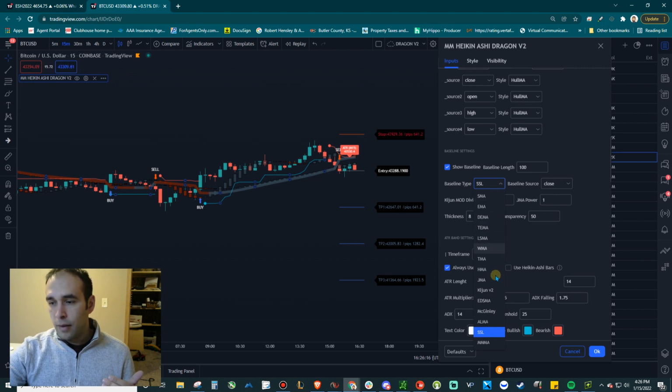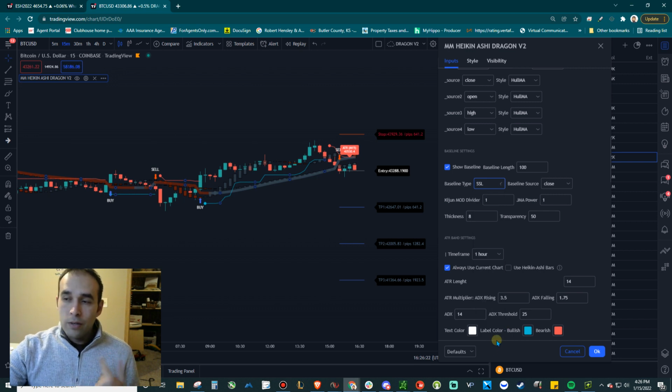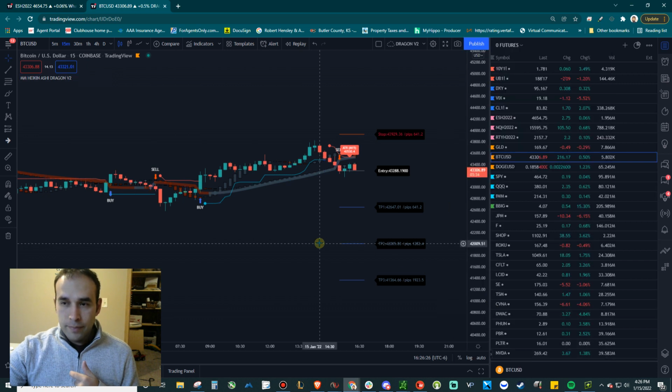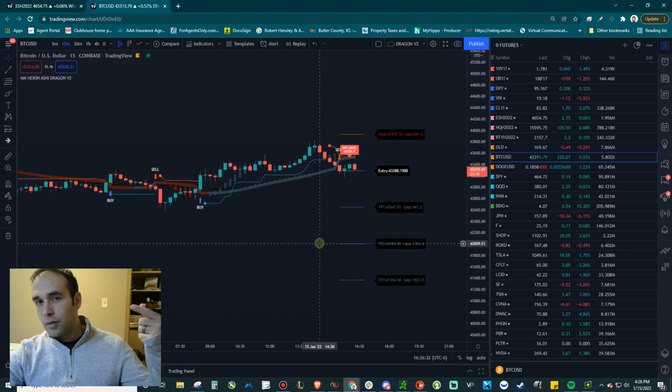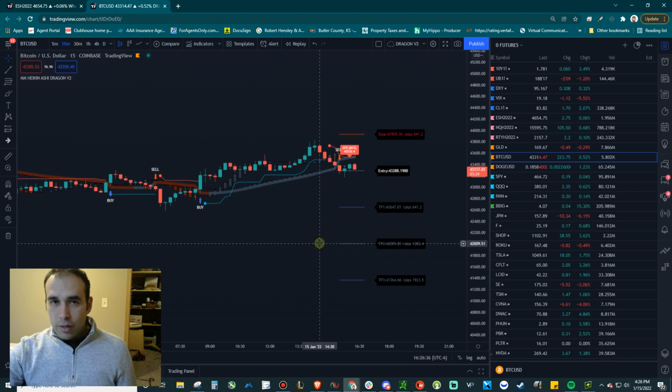And so you've got, I think, 15 different moving averages. My favorite one is this SSL or the MMMA. We're going to use the SSL 100 period as our third filter. And so now we're only going to get buys and sells if all three conditions are met. If price is above both Heikin-Ashi moving averages and above that SSL, then it'll trigger that buy.